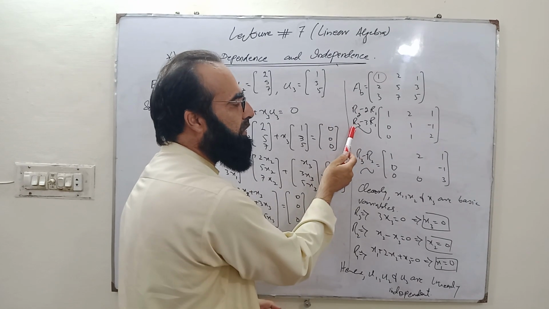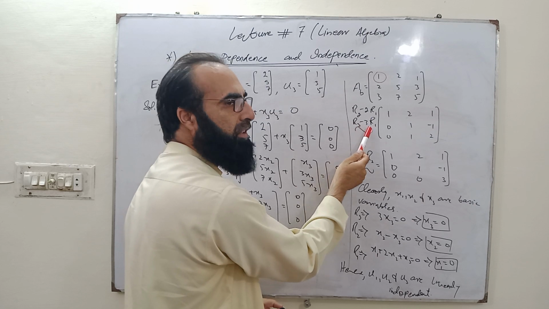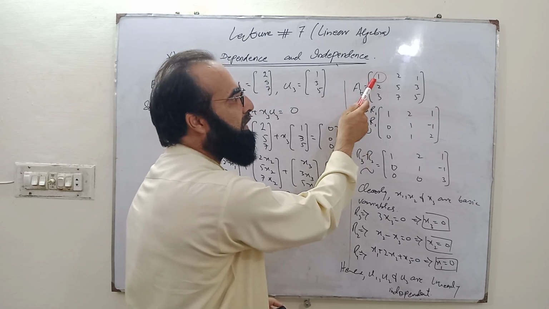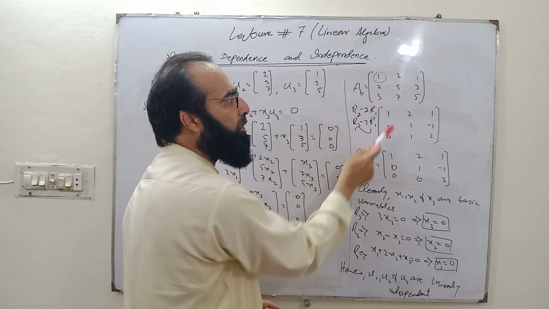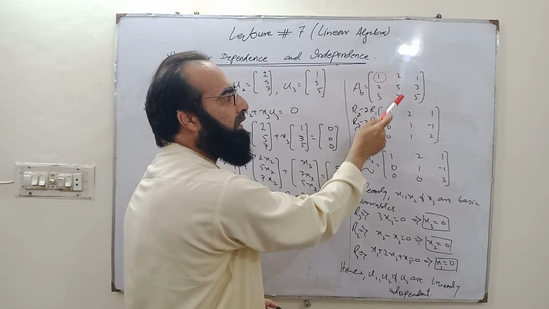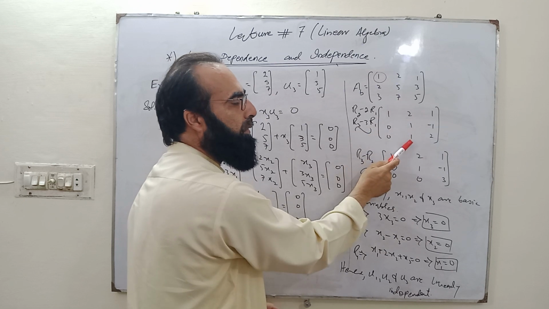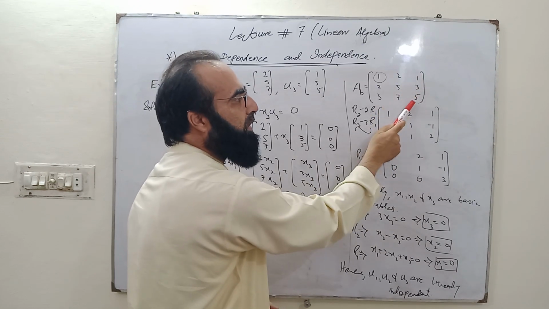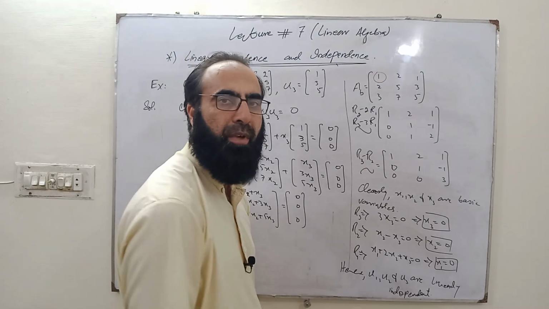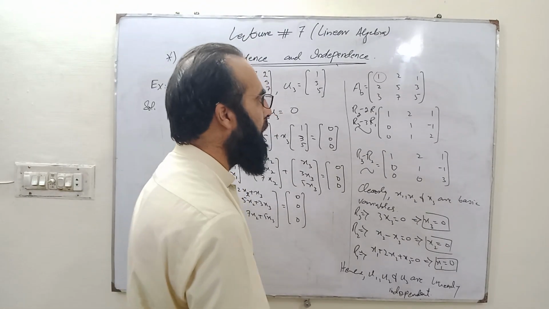Now use the second operation, which is R2 minus 3 times R1. So 3 ones are 3, and subtracting that 3 from this 3, we will get 3 minus 3 equals 0. 3 twos are 6, and subtracting that 6 from 7, we will get 7 minus 6 equals 1. 3 ones are 3, and subtracting that 3 from this 5 gives us 5 minus 3 equals 2.